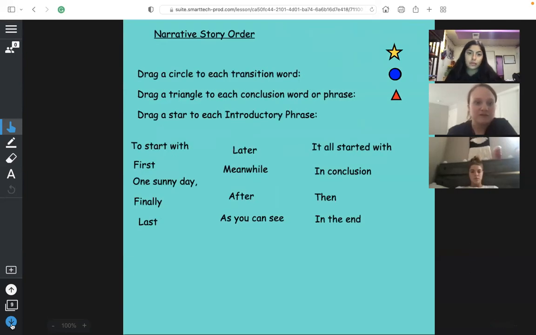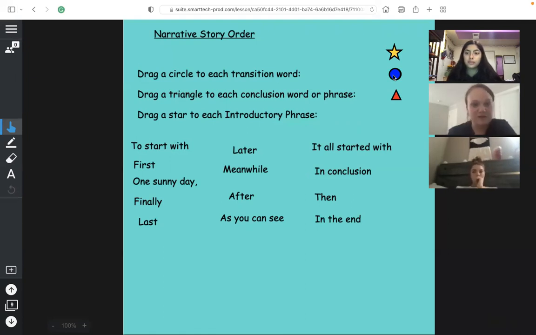And then narrative story order. So there's 3 different shapes up in the right-hand corner that they can drag and drop next to each of the transition story words. So for the circle, it would go to each transition word. The triangle goes to a conclusion word or phrase, and then the star would go to an introductory phrase.